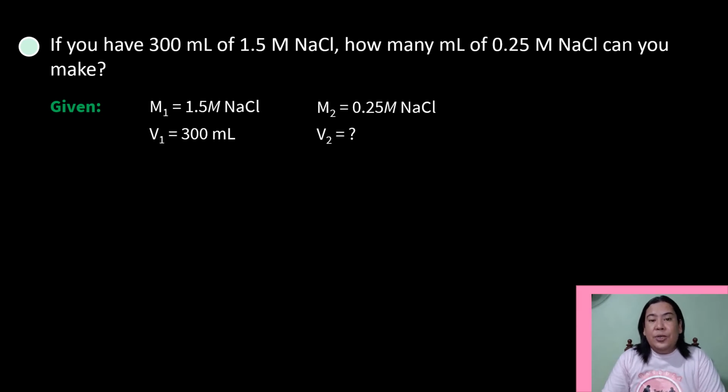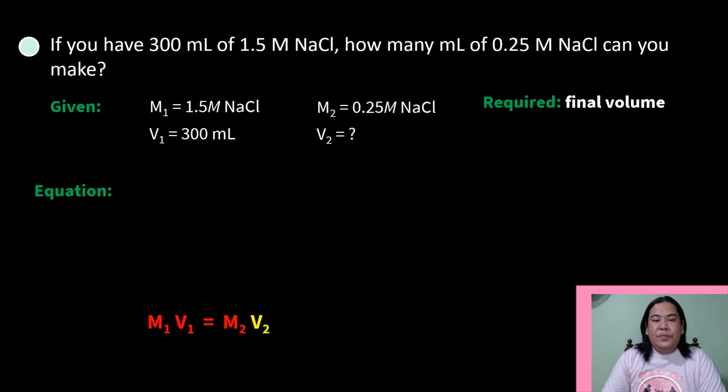Okay, so in the future tense, therefore your unknown is the final volume, and your initial volume will be 300 ml. Okay, so required is the final volume equation. M sub 1 V sub 1 is equal to M sub 2 V sub 2. Okay, your unknown is V sub 2.